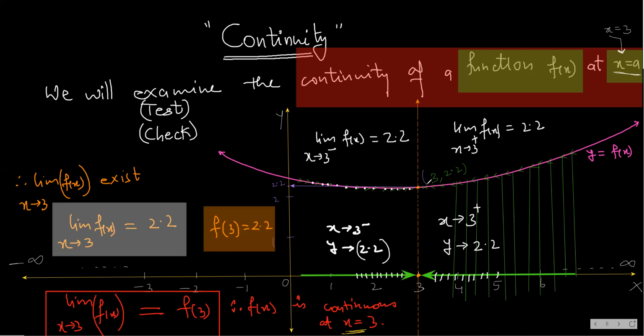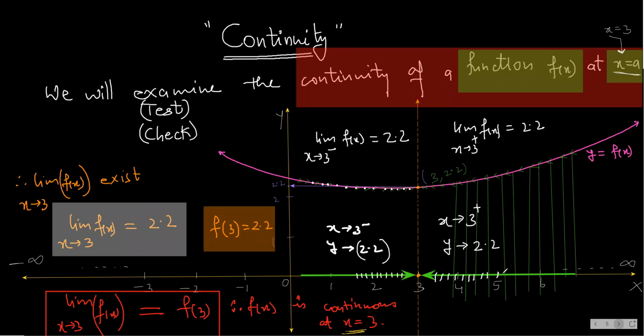But the same thing when you have to speak mathematically, how would you say? Mathematically, you will say the function is continuous at x equals 3 because limit f of x when x tends to 3 is equal to f of 3. Okay, now let's go to the next diagram. The next diagram will give you a clearer picture.